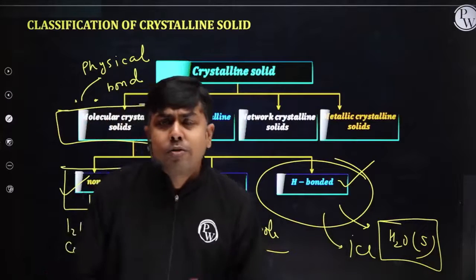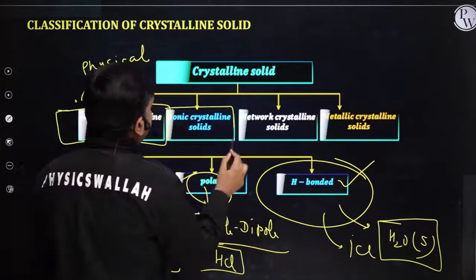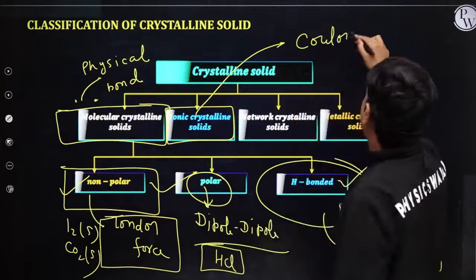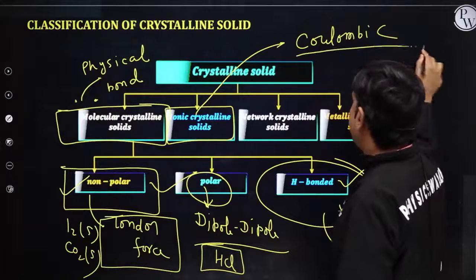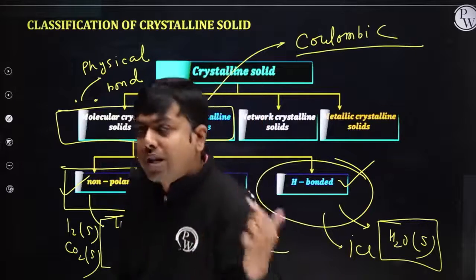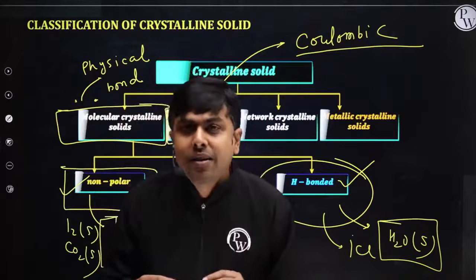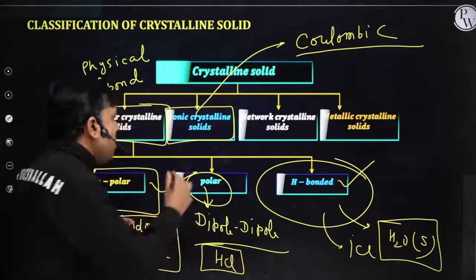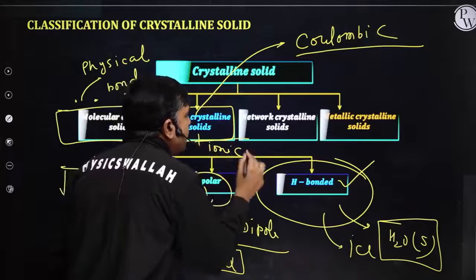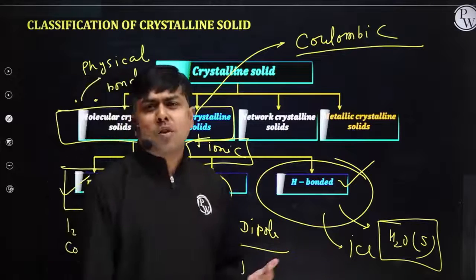Next one, ionic crystalline solids. Which type of force of attraction will be operating here? The intermolecular force of attraction which is operating is Coulombic force. Coulombic force operating between the constituent ions, cations and anions, oppositely charged particles. Coulombic force of attraction will be operating here. Here the particles are bonded together by ionic bond or electrovalent bond. Am I clear?